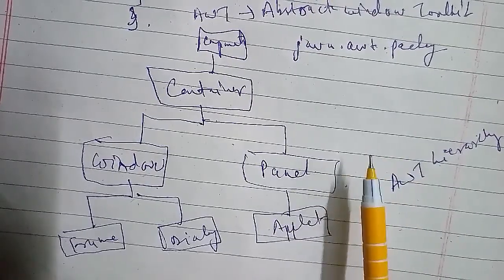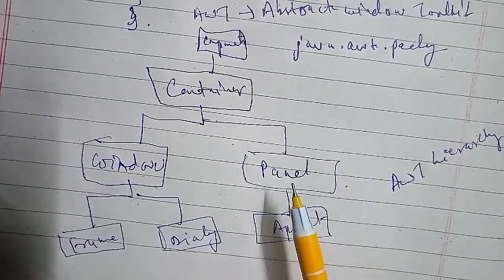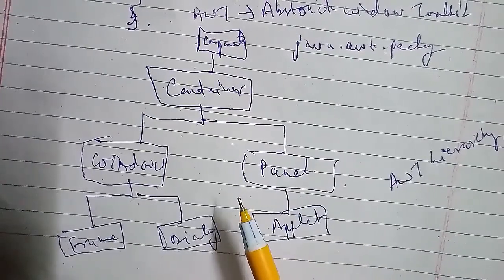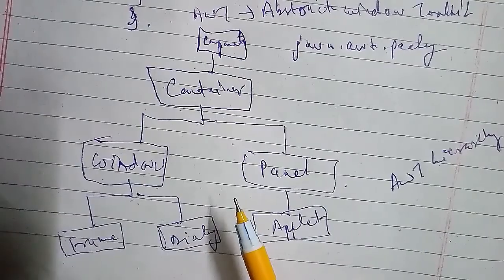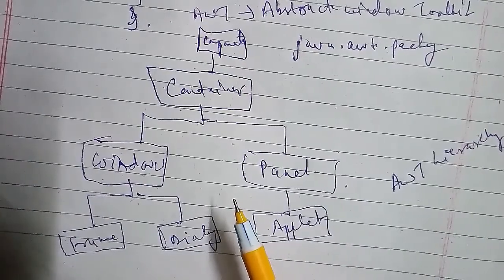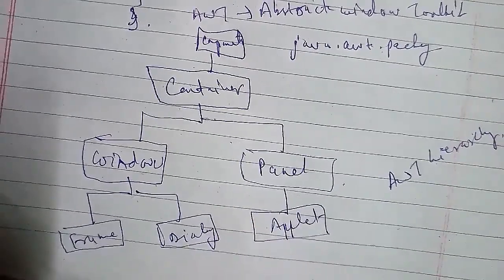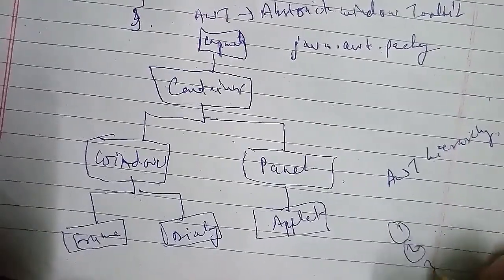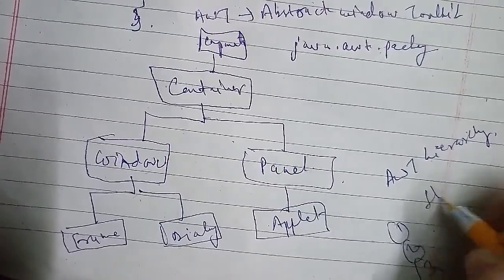A layout manager is an interface which automatically arranges the controls on the screen, and by using a layout manager, symmetric and asymmetric arrangement of the controls is possible. The various layout managers are flow layout, border layout and grid layout as well.